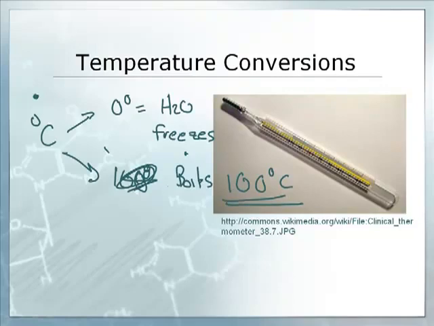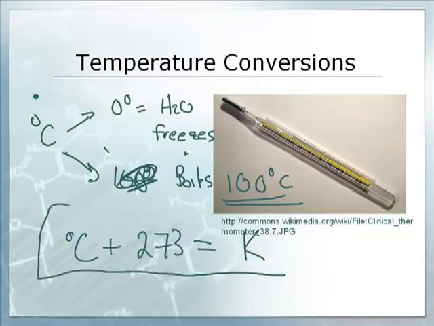So 100 degrees Celsius, water boils. Good. Now, what we really care about is that there's a conversion between Celsius and Kelvin. The Kelvin temperature equals degrees Celsius plus 273. Notice I didn't write degrees Kelvin. It's just Kelvin. So Celsius plus 273 gives us Kelvin. Just remember that 273 number.